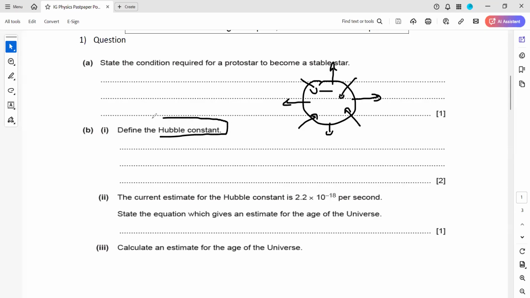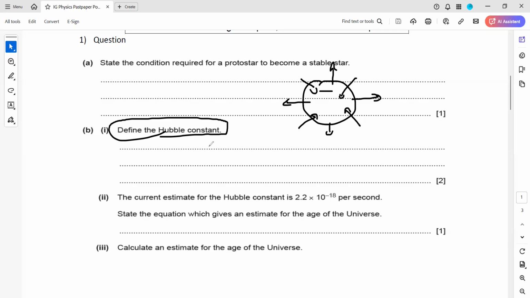Define the Hubble constant. What is the Hubble's constant? The distance is increasing. The space is expanding. Yes, Ayan, what's your answer? Hubble constant is the rate of expansion of the universe. It helps to measure the speed at which galaxies move away from Earth. Okay. Anyone else want to add? The distance is increasing because the space is expanding.